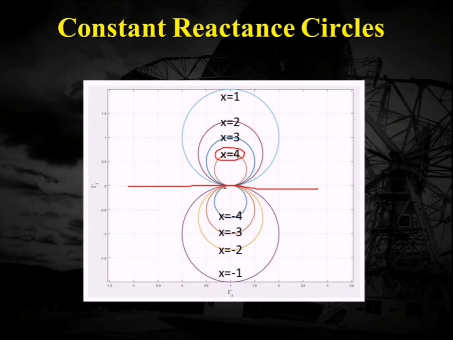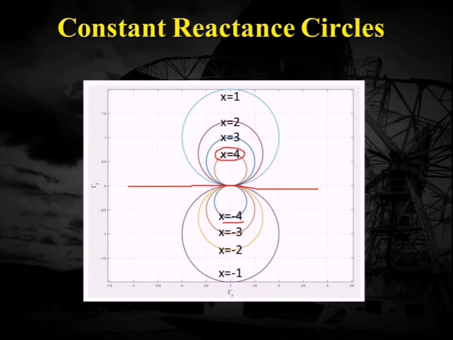Whereas if I am moving below this border line, then I am moving in the negative direction, and as I am moving towards the higher values of x on the negative side, the radius of the circles is decreasing. It means these are giving me the reactance circles, where these are all the inductive circles and these are all the capacitive circles.